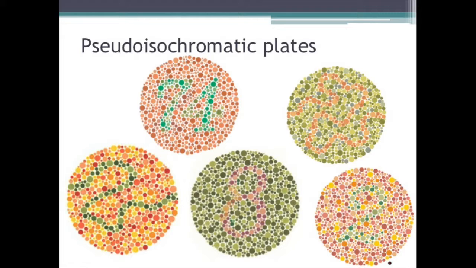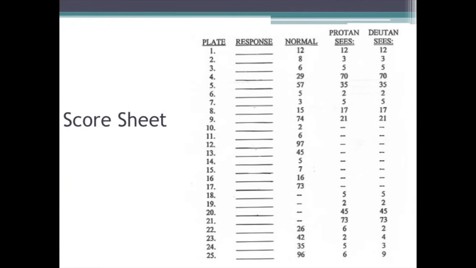Here are some examples of the pseudo-isochromatic plates. Someone who has normal vision would be able to see the numbers 74, 8, and 2. And on the other two plates, they would see the squiggly lines and be able to trace them with their finger. This is the score sheet for the Ishihara test. On the right side of the test, it shows you what normal vision would see, what protan would see, and what deutan would see.